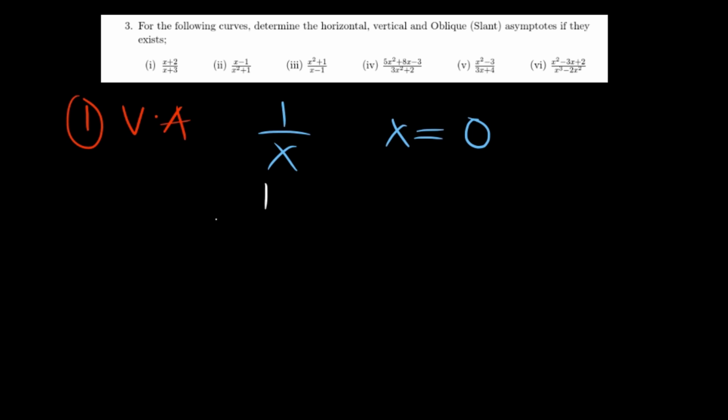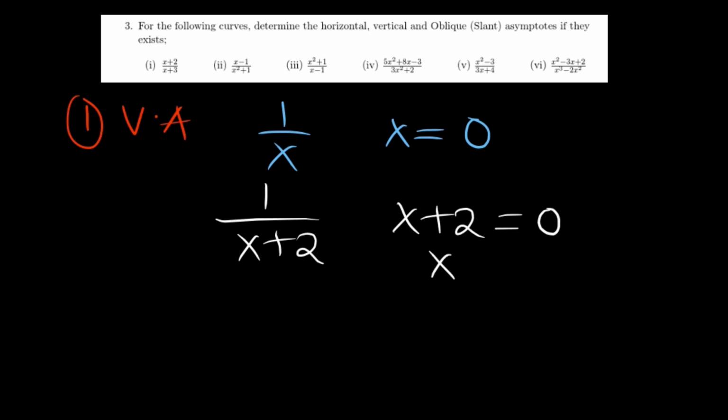As we answer these questions, for the vertical asymptote, simple and straightforward, these occur when the denominator is equal to 0. In this case, 1 over x when x is 0. If you have 1 over x plus 2, or whatever denominator, whenever the denominator is equal to 0, that is going to be a vertical asymptote. Very important. So vertical asymptotes occur when the denominator is equal to 0.